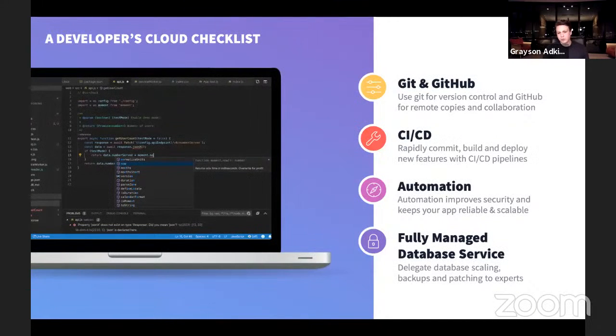So summarizing, the big ones here on the developer's cloud checklist are Git and GitHub. Definitely be using those. You probably already are. CI/CD is a game changer in terms of productivity.